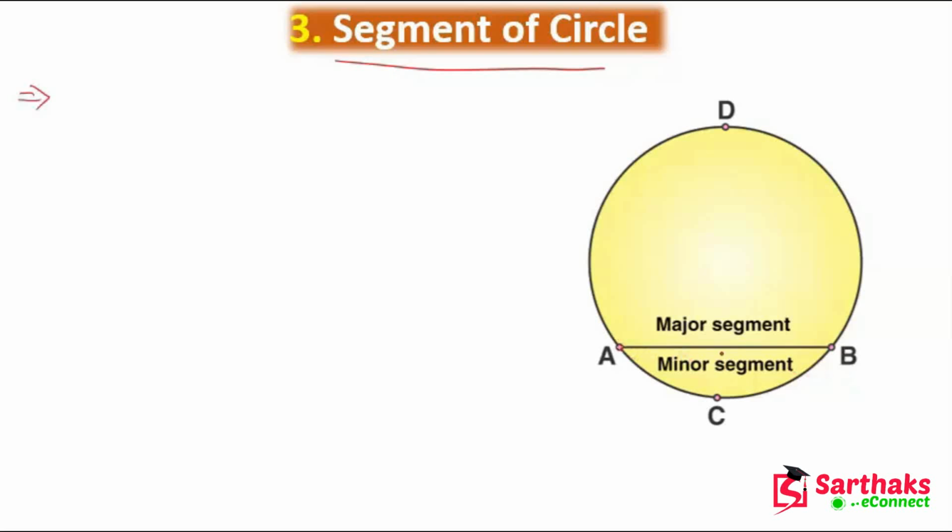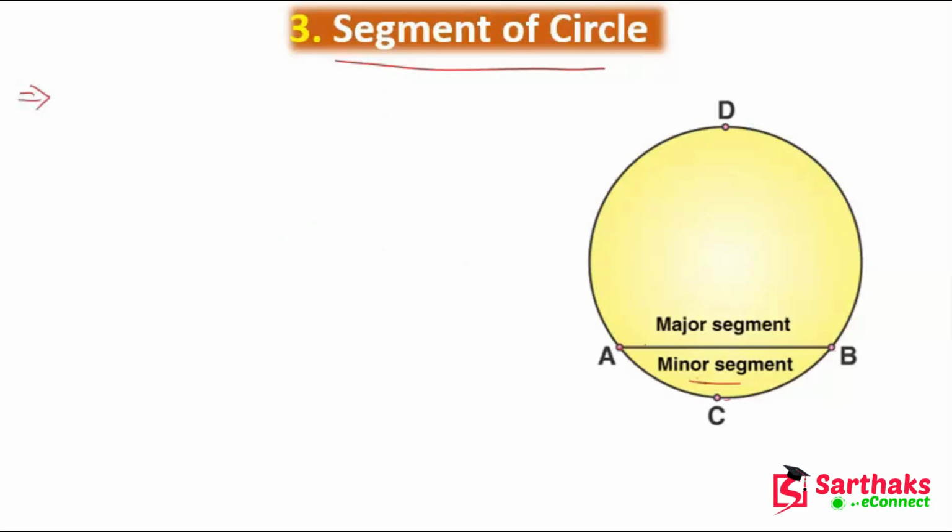Let's suppose this is a chord AB and we have an arc ACB. This is the minor segment. And what is the major segment? The major segment is the area between the chord and the major arc. The major arc is ADB and the minor arc is ACB. The segment is the interior part of the circle.